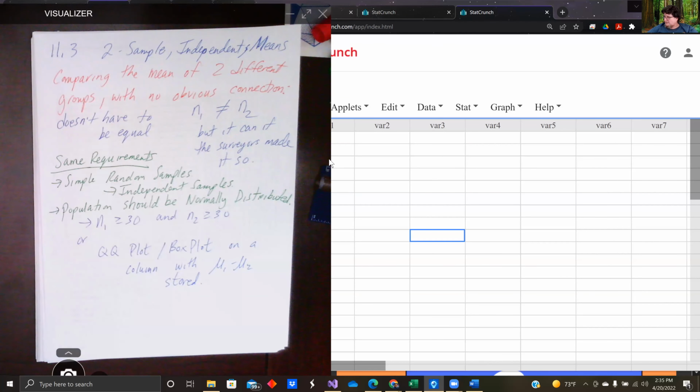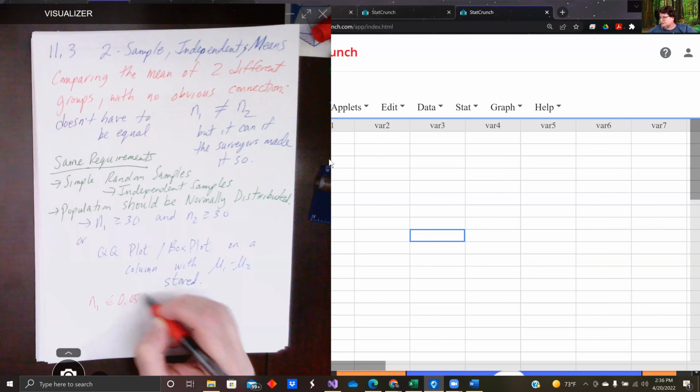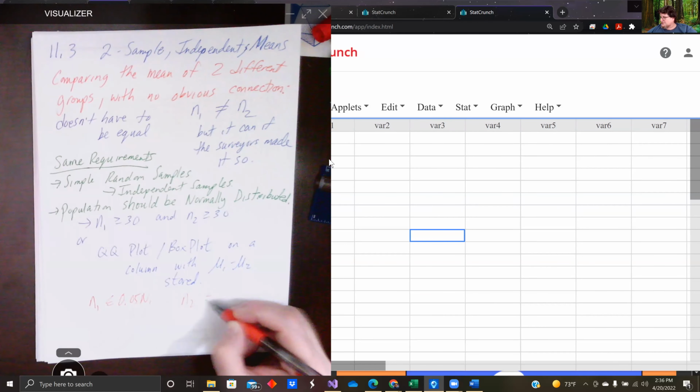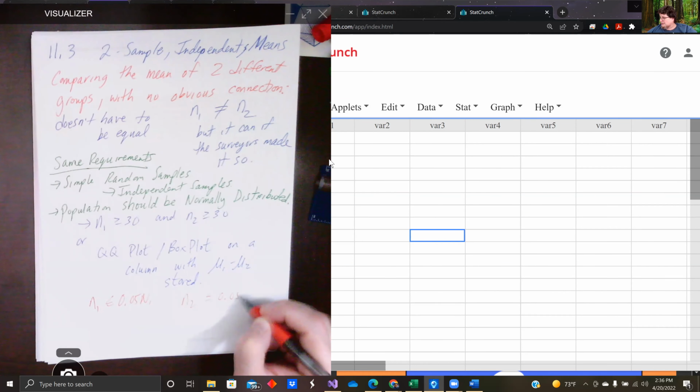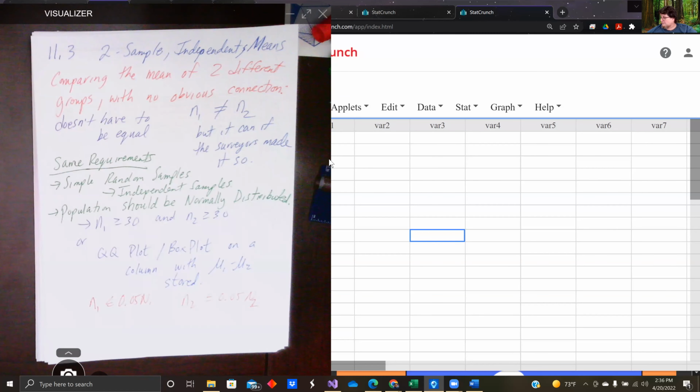And like we do with all of them, N1 and N2 should be less than 5% of their respective populations. That's just a universal one. The big ones, and this is usually the case, this is very rarely broken.